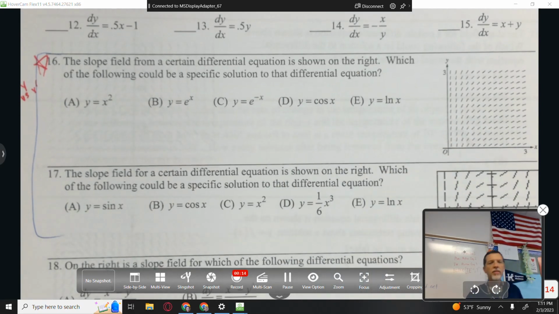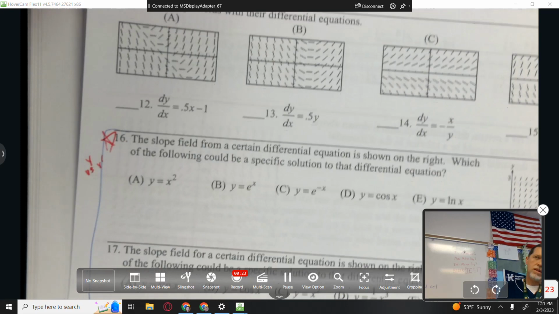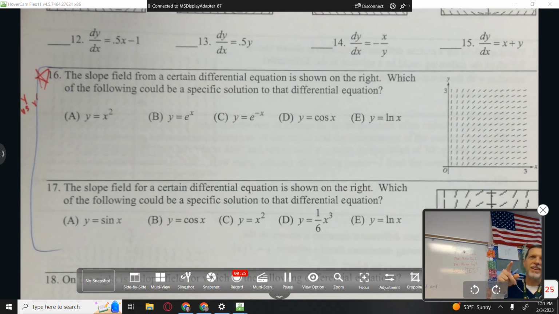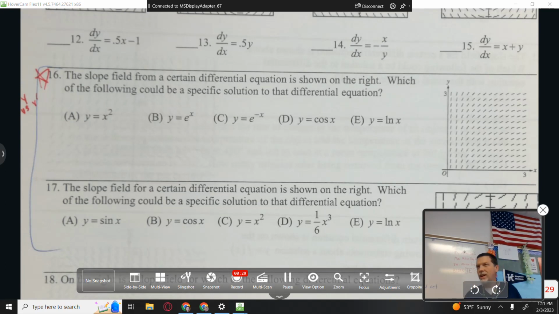Okay, actually let me ask you. Do you know what's different about 16 compared to, I think, all the previous ones? I don't know. Somebody said it. No, it doesn't tell us. It's y equals, not dy dx equals. So be careful about that.